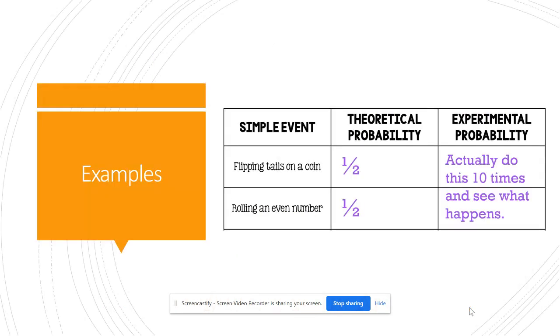All right, so let's look at some examples. So a simple event would be flipping tails on a coin. So the probability of that is 1/2. Then rolling an even number, the probability of that is 1/2. I want you to actually do both of these 10 times to see what would happen and write down your experimental probability.